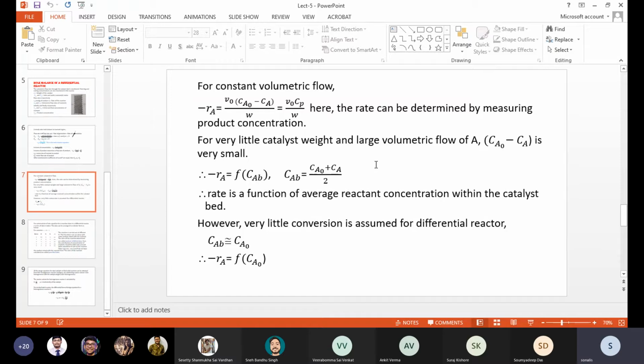Now, as we have considered that Ca0 minus Ca is very small, we can write Ca0 is almost equal to Ca because their difference is very small. So if you put Ca0 plus Ca0 by 2, because Ca is almost equal to Ca0, then ultimately this average of concentration is Ca0. Very little conversion is assumed for a differential reactor. CAB is almost equal to Ca0. Therefore, minus Ra is a function of Ca0.